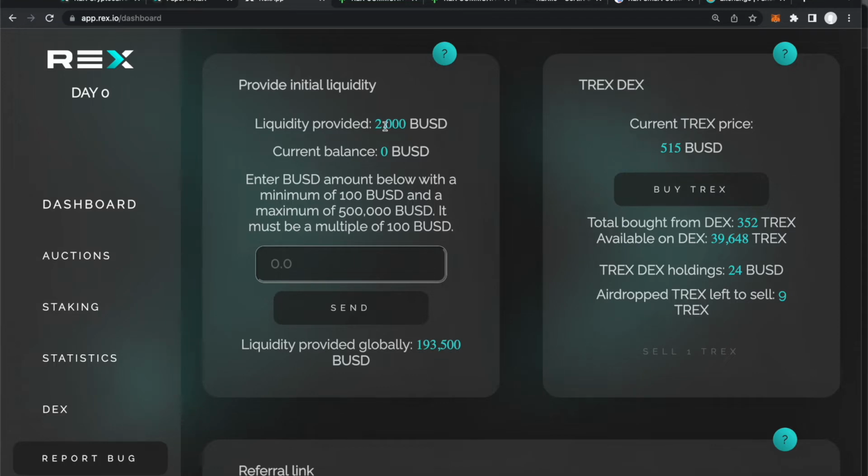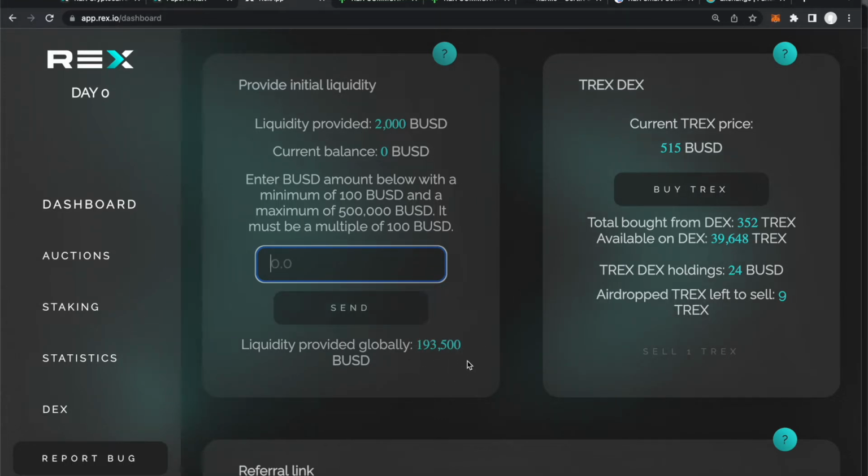The way I contributed that is very simple. It's just the way you would imagine. I put this amount in here and then clicked on send. So this BUSD now will be used towards the liquidity provision.